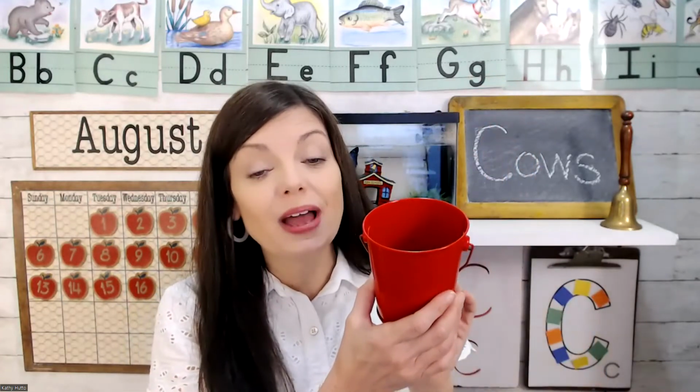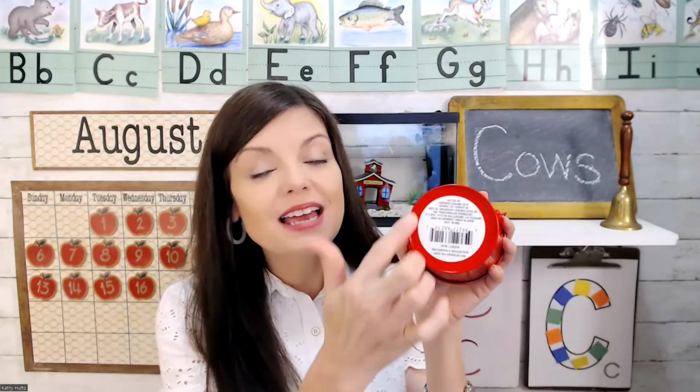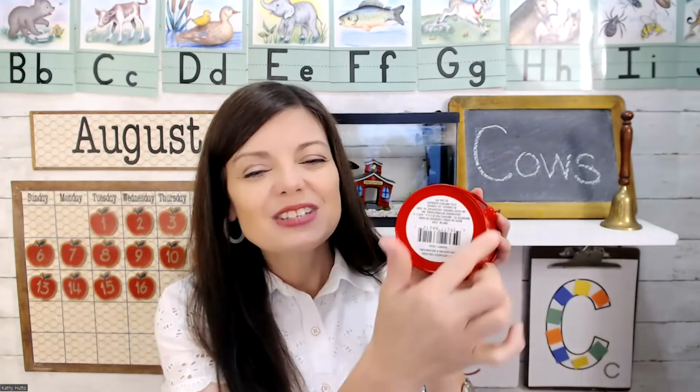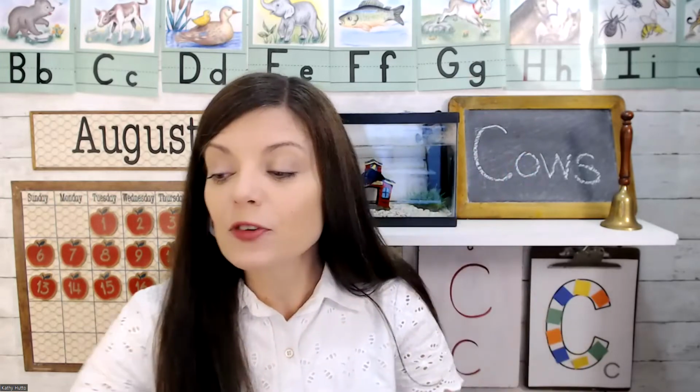The shape that we're working on this week is a circle. And take a look at the top of this milk pail. What shape is that? It's a circle. A circle is round all the way around with no sides and no corners. Let's look at the bottom of this milk pail. What shape is this? It's a circle. Very, very good.